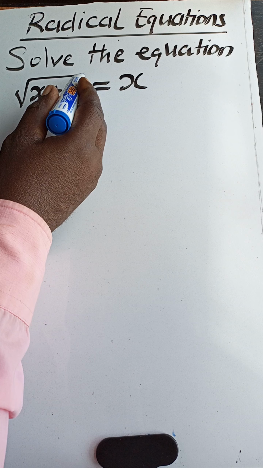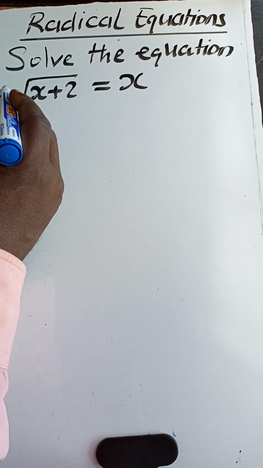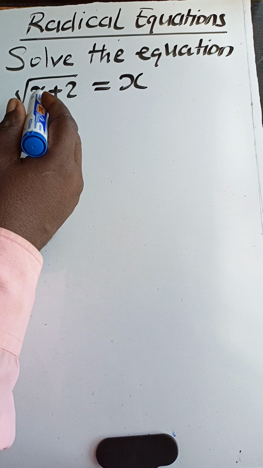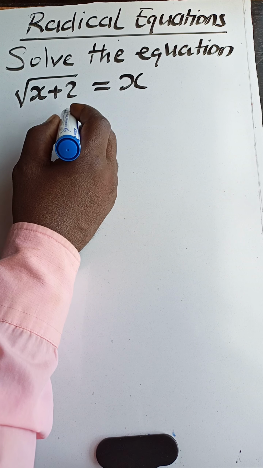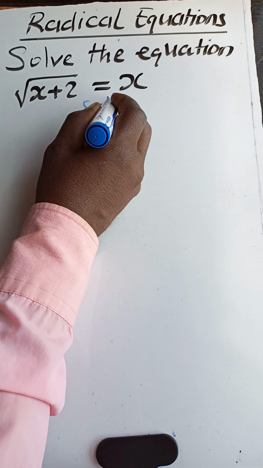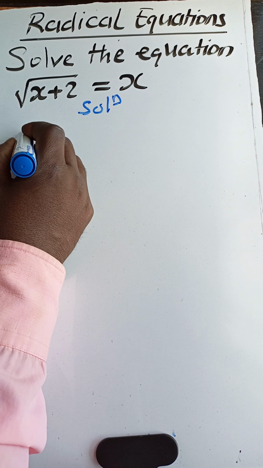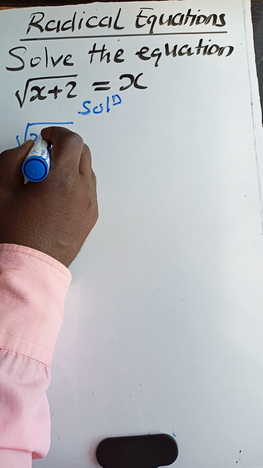Let us solve this simple radical equation. We have the root of x plus 2 is equal to x. So the first thing is to remove this square root sign. To remove the square root sign, we have to square both sides. The opposite of square root is square, and so we square both sides.